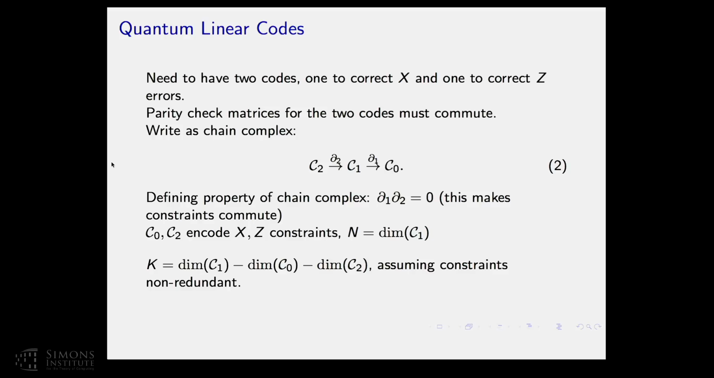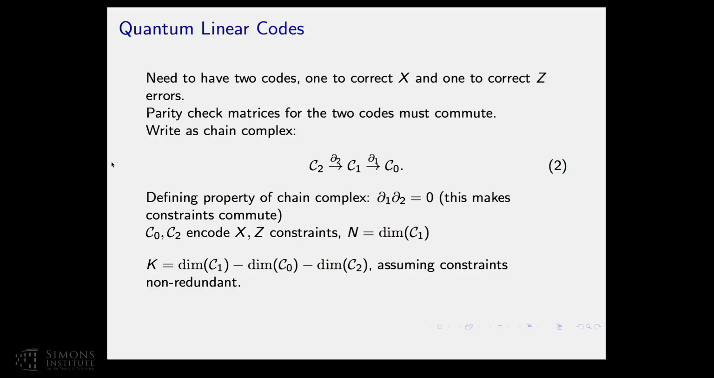And the fact that the 2 constraints commute is that if you take grad 1 of grad 2, this is just 0. And this is the defining property of a chain complex. When someone in math says it's a chain complex, they just mean you have a sequence of vector spaces and linear maps between them. And when you compose the linear maps, they vanish. So a quantum code is a chain complex like that. So it's 3 vector spaces and 2 linear maps.